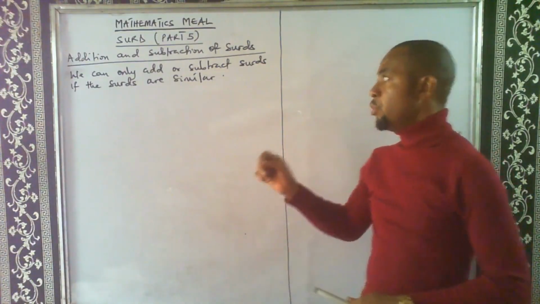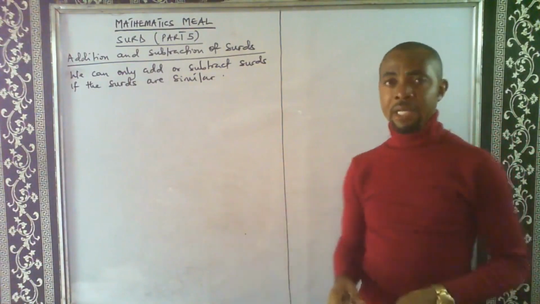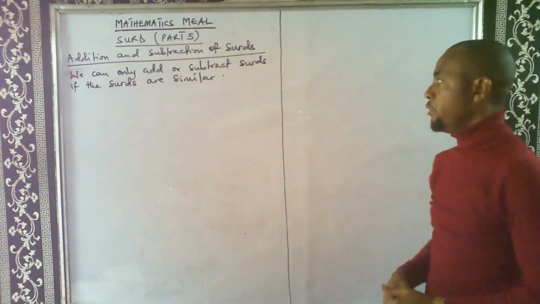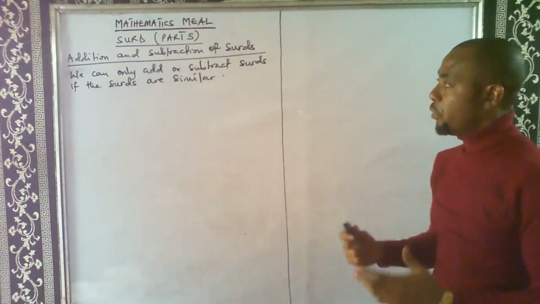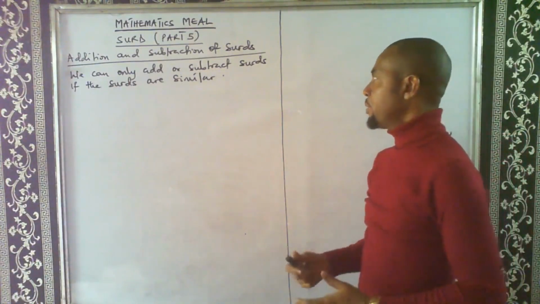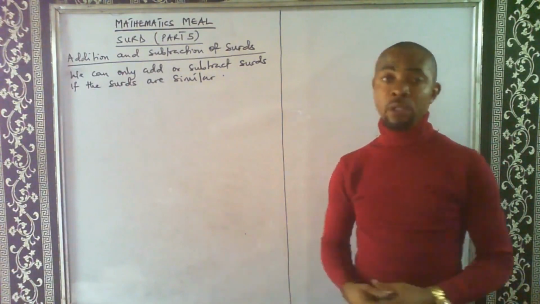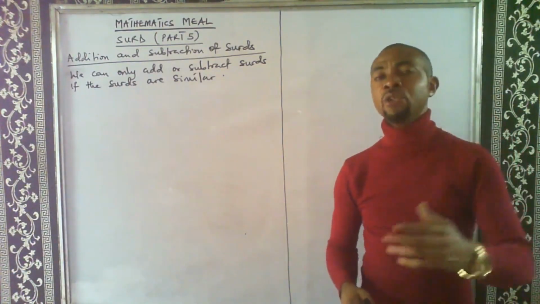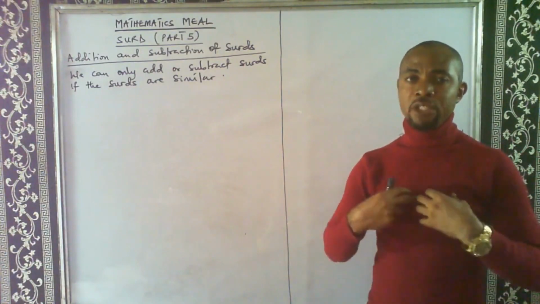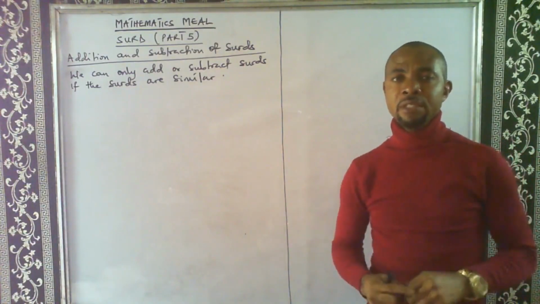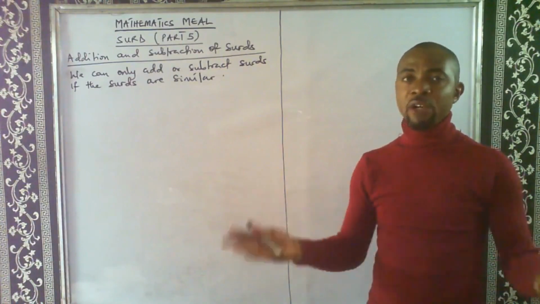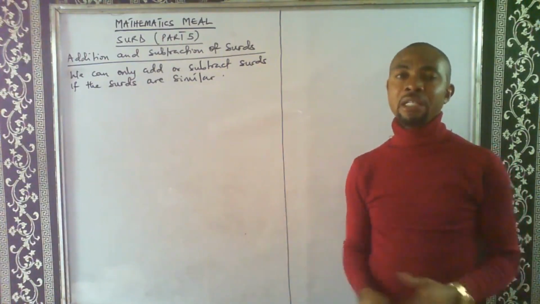So two or more surds can be added or subtracted if and only if they are similar. So we can only add or subtract surds if the surds are similar. So we have established that. Anytime you want to add or subtract surd, one thing should be in your mind first: are they similar surd? That's the first thing. So if they are not similar, then you cannot add the surd.